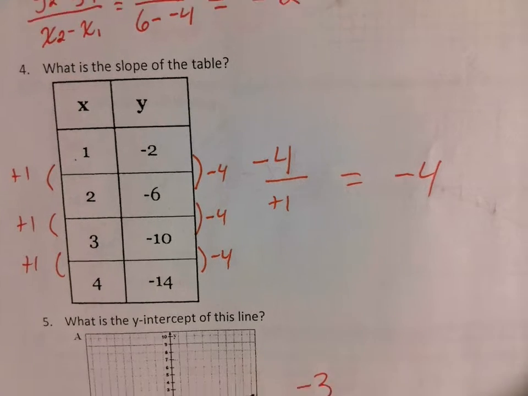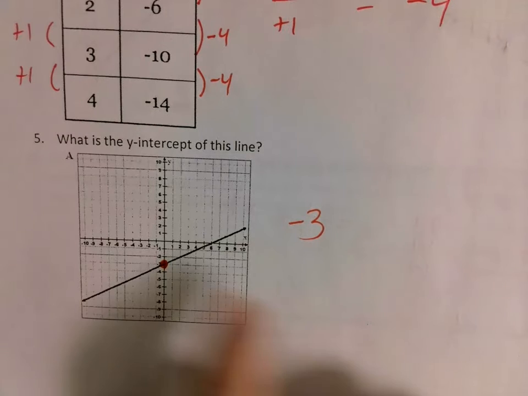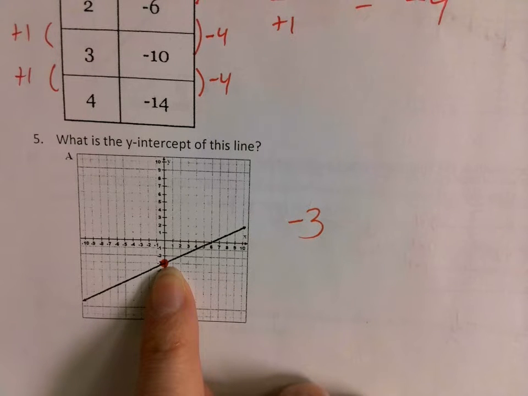For problem number 5, finding the y-intercept, it's just the point where you cross over the y-axis, -3.